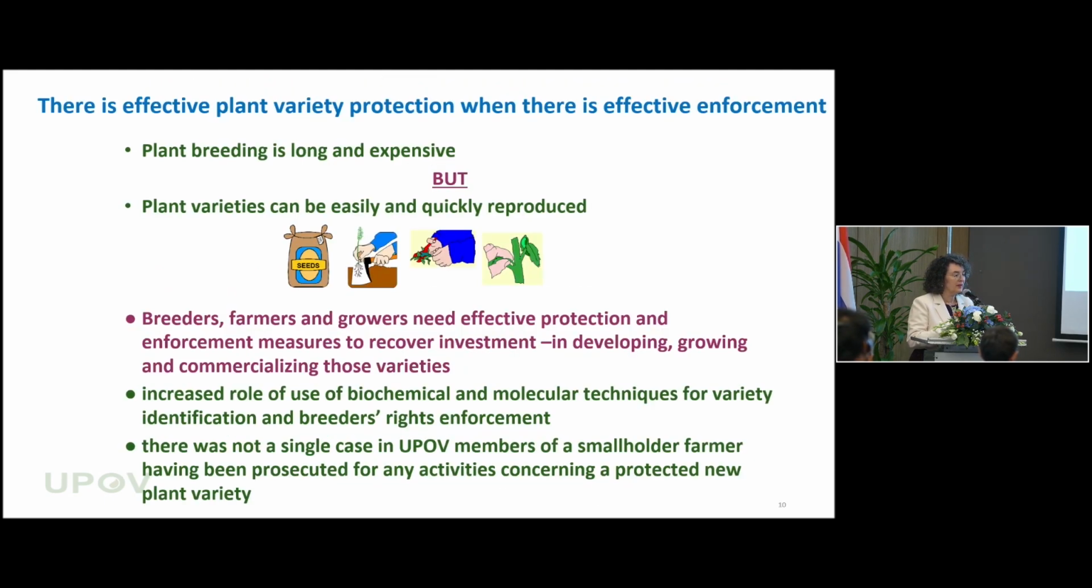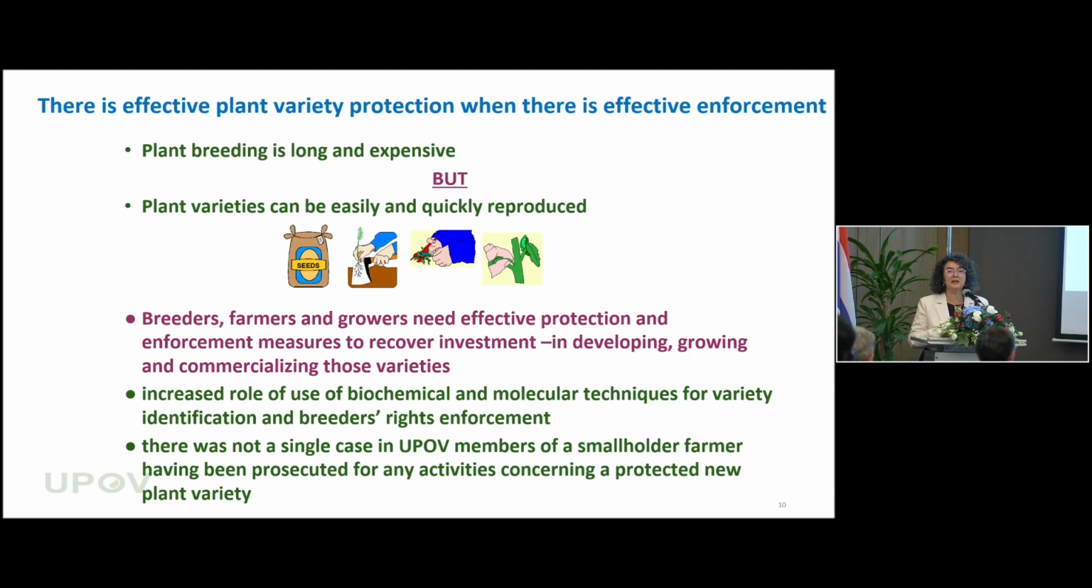So just to summarize on the first question, why plant variety protection is important in a way that is efficient and harmonized, if possible, at the international level, is because plant breeding is long and expensive. But on the other hand, plant varieties can be very easily reproduced because we are dealing with living biological material. So without effective protection, there will not be this development and the growing and commercializing of these varieties.